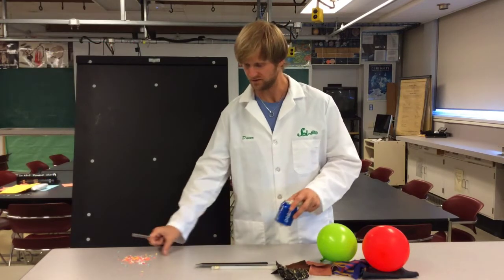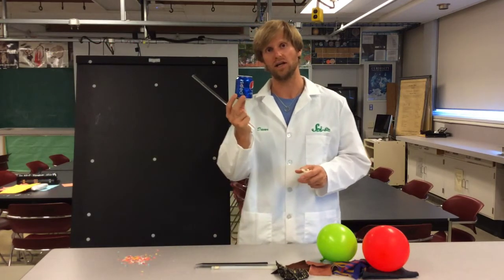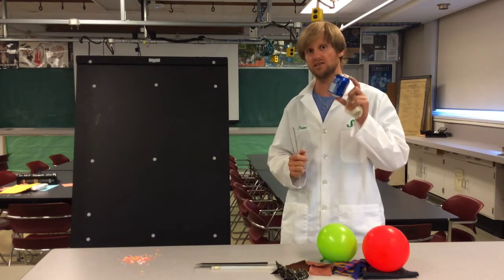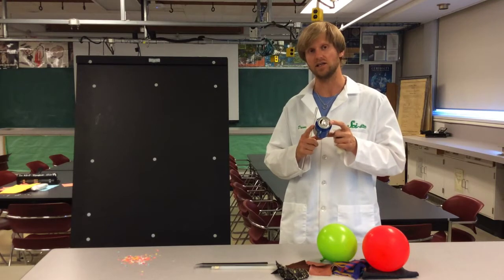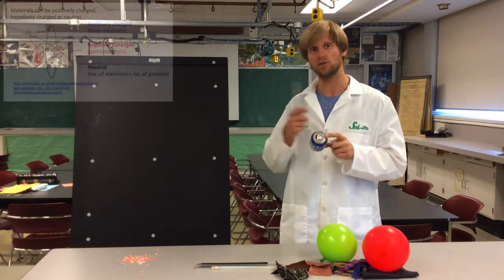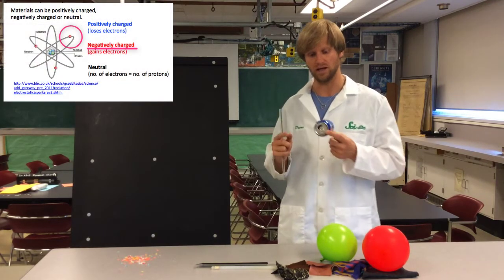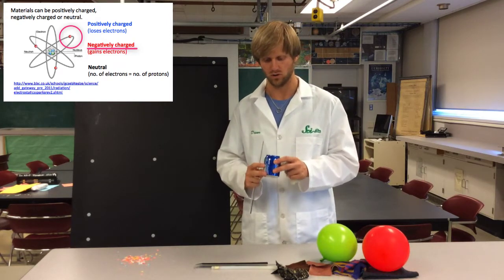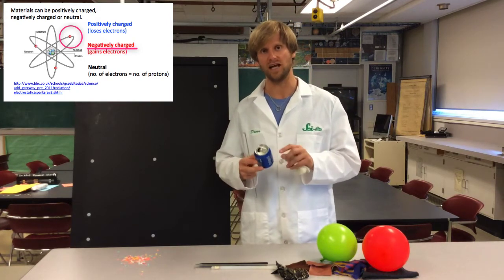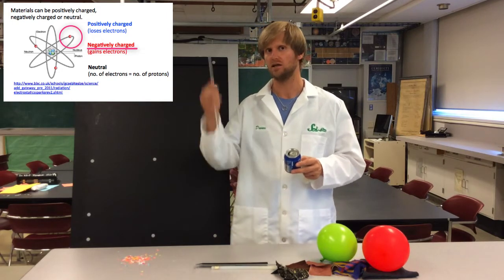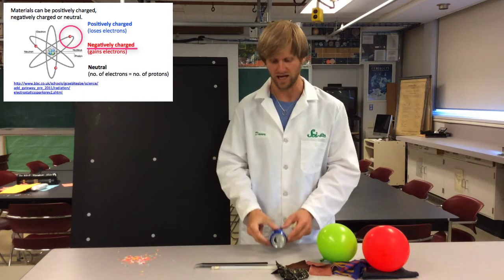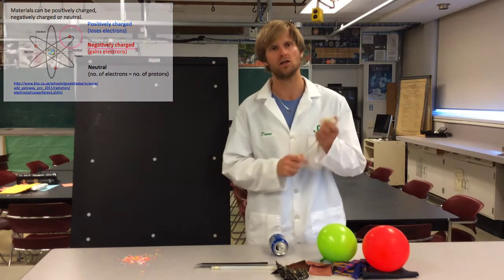A similar thing happens when I use this can. Now it's slightly different with the can because the can is a conductor. And in a conductor, electrons can actually move around. Remember, we talked about electrons. They're really small and they can move around. So in the conductor, a very similar thing happens. The electrons will move away from the negatively charged rod, which will leave this side of the can positively charged.